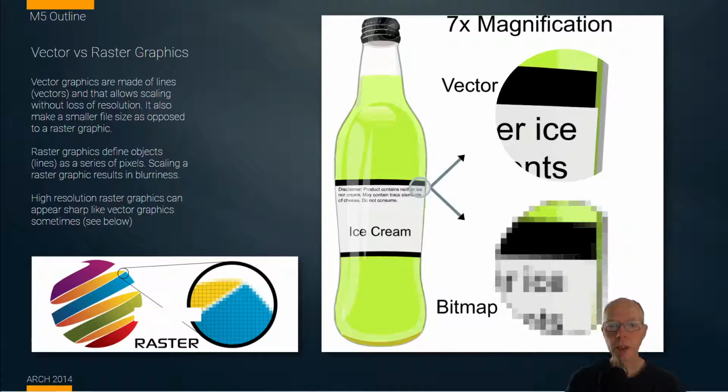So here we have a soda bottle graphic. Looking at it on the screen, we don't know if it's vector or raster based. The only way we can really tell that is to zoom in. And if we do, if it is vector based, it'll stay very sharp because everything is defined as a vector, a line. So a line has a start point and end point. In this case, it's a set of lines to make a rectangle.